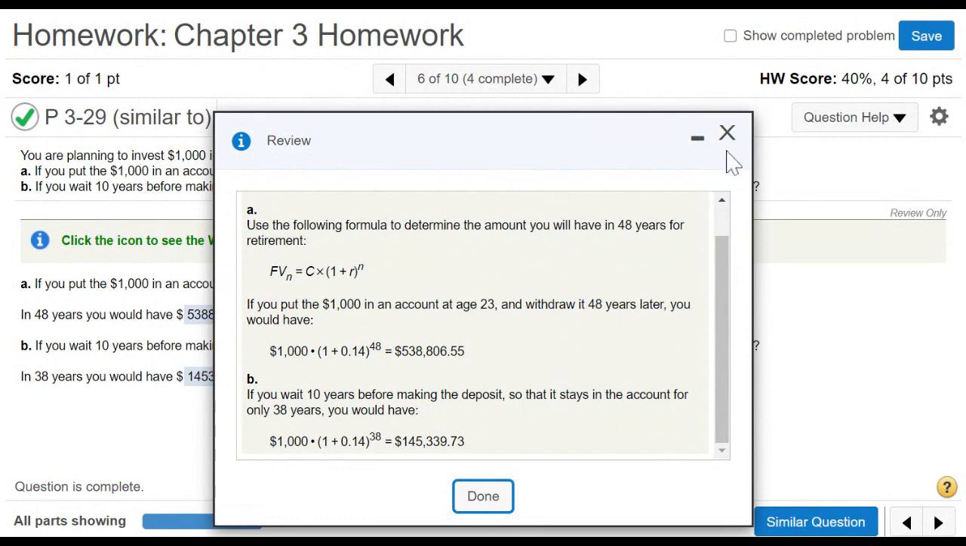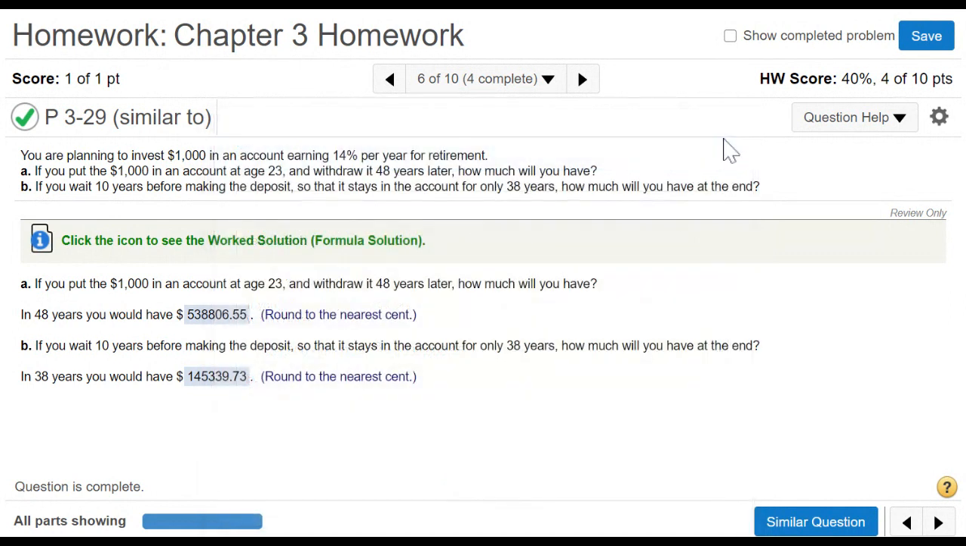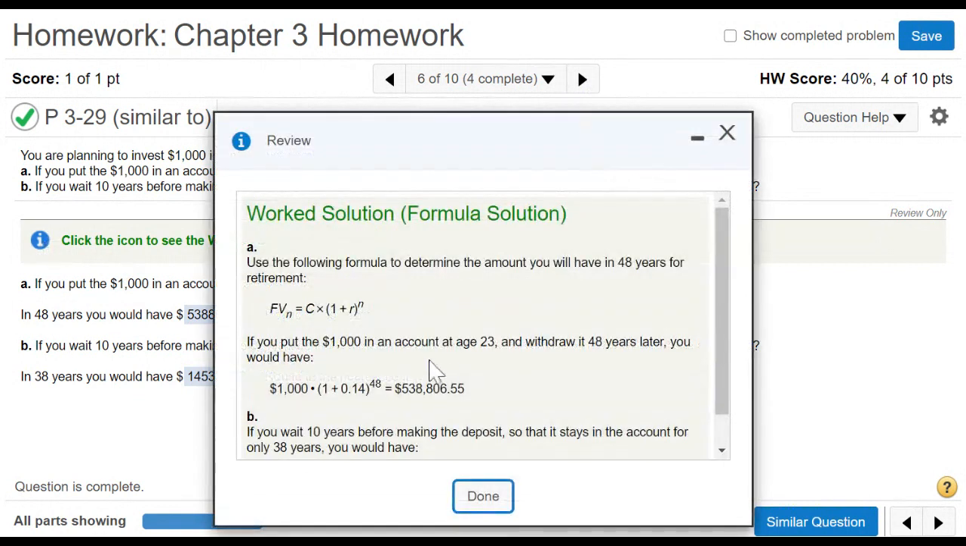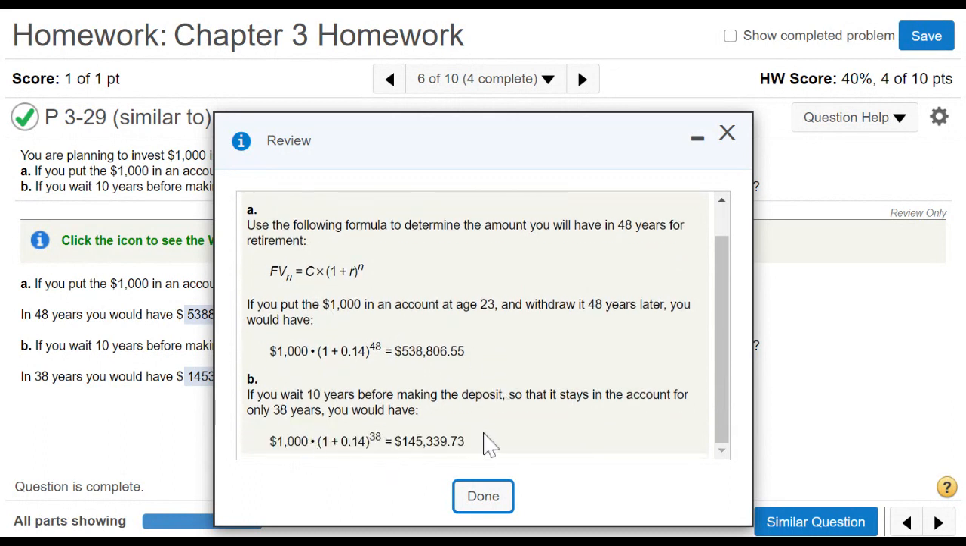Wow. Amazing what 10 years will do. Now, this is how it would look in the old days. Imagine this, right? Calculating this by hand. Now we can do it on a calculator.